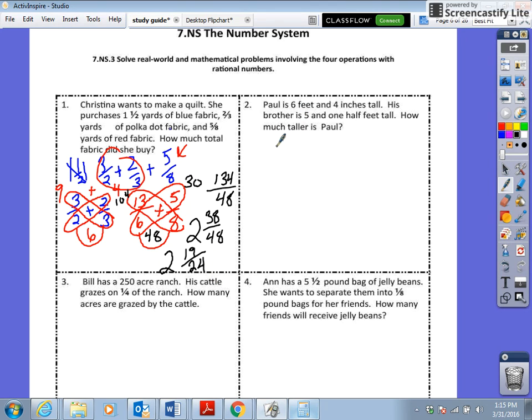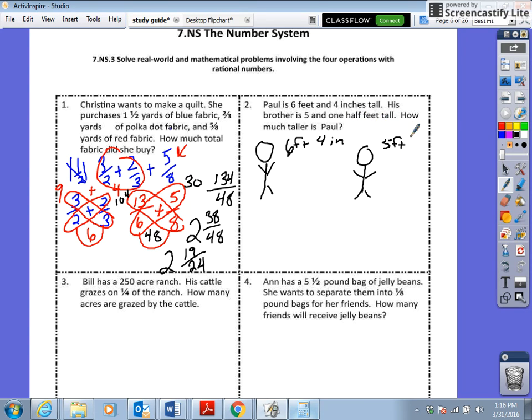We're going to come over here. Paul is 6 feet and 4 inches tall. So here's Paul. Okay, he is 6 feet and 4 inches tall. See how I'm labeling that? Now his brother, who they didn't bother to give a name to, is shorter, and he is only 5 feet and 1/2 foot tall.